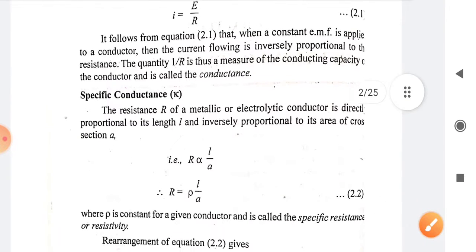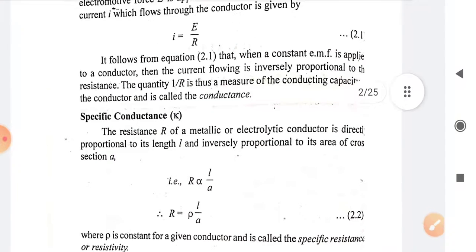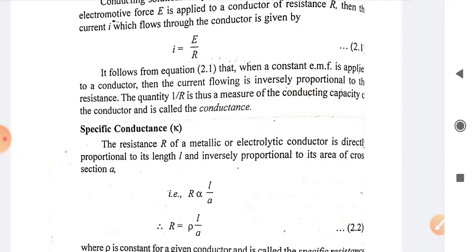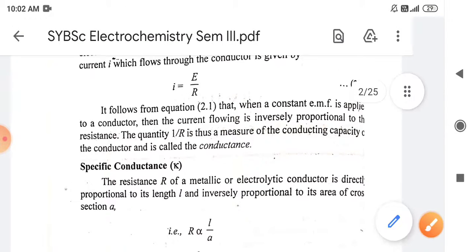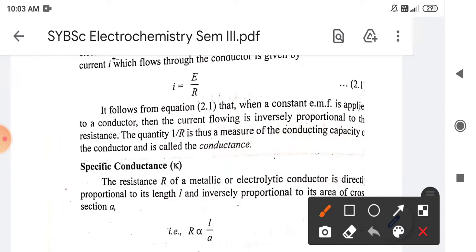So the next term is the specific conductance. Why can't we simply find out the conductance of a solution? Because the conductance of a solution depends upon various parameters like concentration, temperature, and other parameters, like the purity of the sample as such. And resistance also depends upon what?